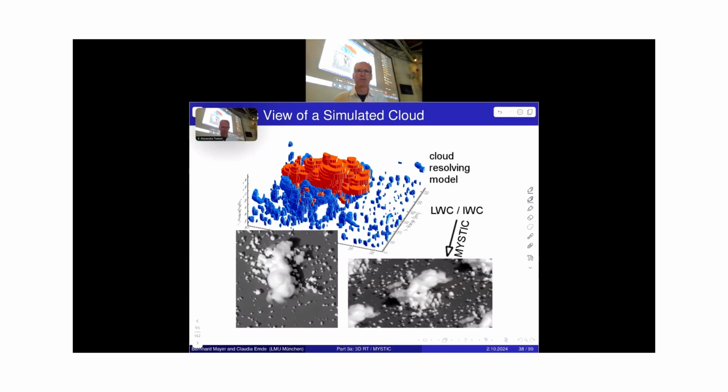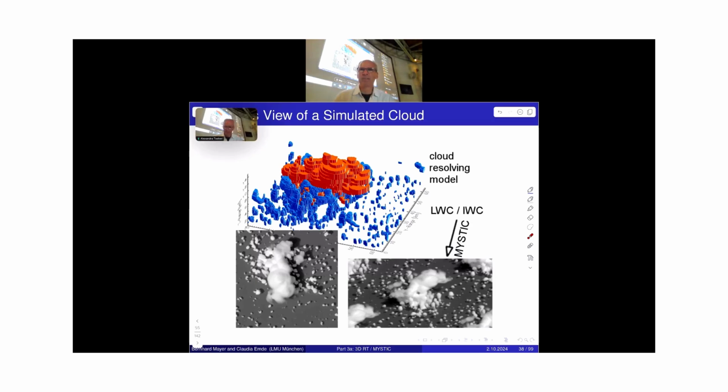You see a similar cloud here. So on the left upper side here, we have a distribution of liquid water and ice water with an assumption about the droplet sizes, and you have profiles of everything. So a 3-dimensional distribution. So this is in X and Y and Z.